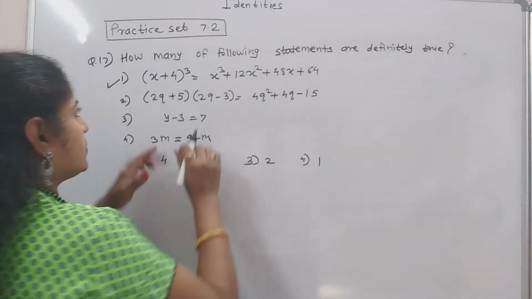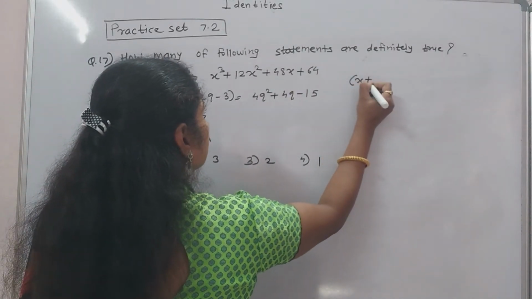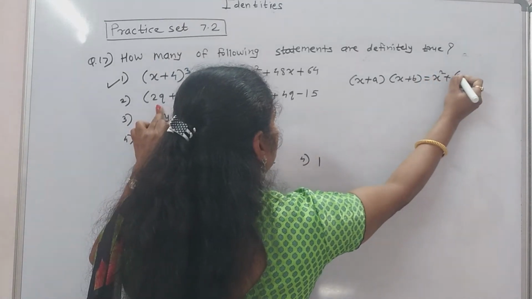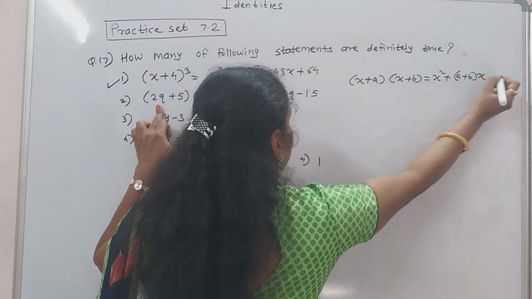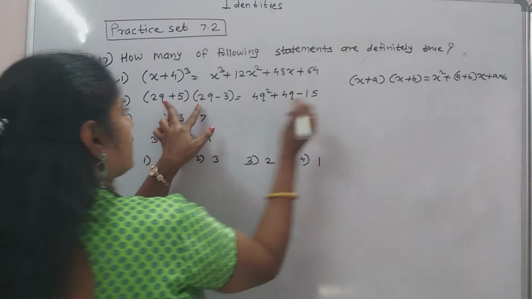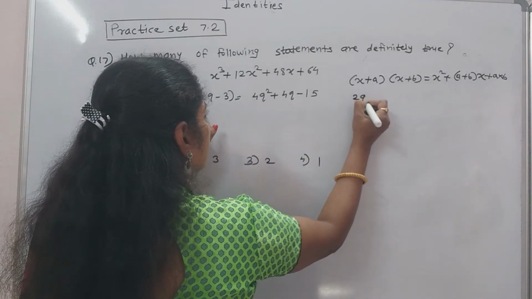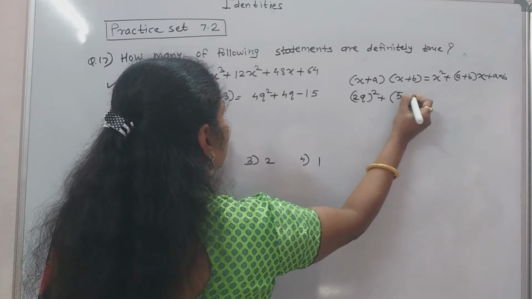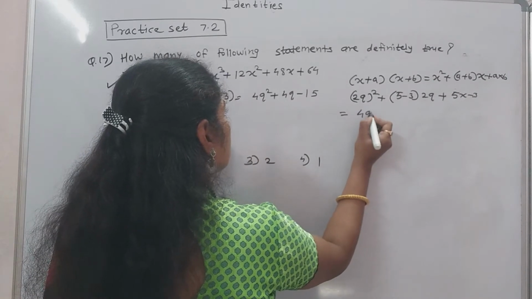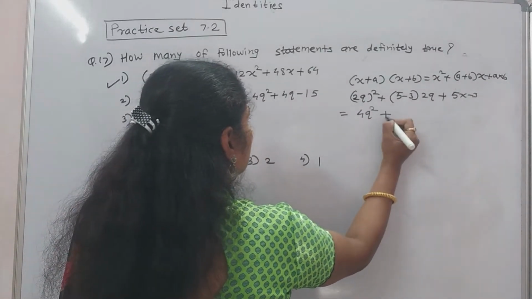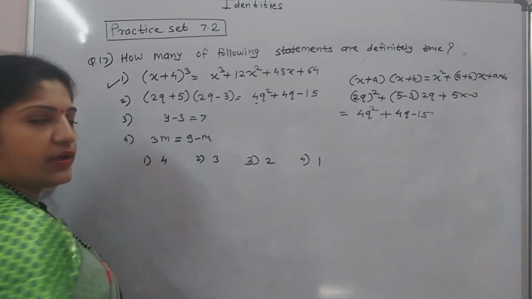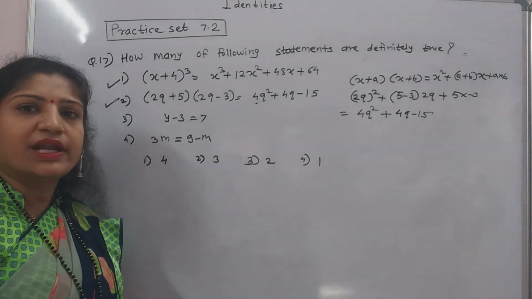Now the second one. Use the formula (x plus a)(x plus b) equals x square plus (a plus b)x plus a into b. These two numbers are equal, so x equals 2q. (2q) square plus (5 minus 3) into 2q plus 5 into minus 3. That is 4q square plus 2 into 2q, 4q, minus 15. So our answer is correct. So these two are the correct identities.